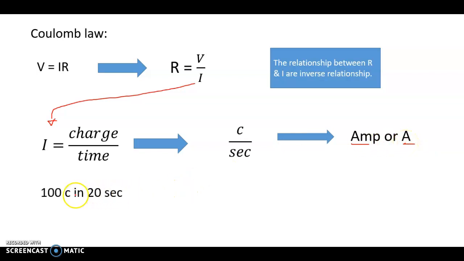So suppose we have 100 coulomb in 20 seconds, find the current. We have 100 over 20. So we got 5 amp.